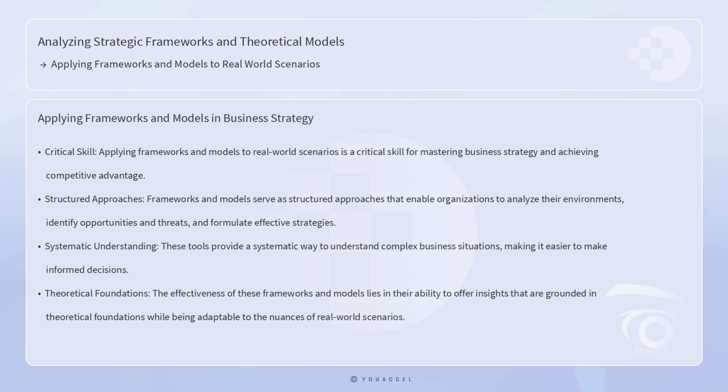Frameworks and models serve as structured approaches that enable organizations to analyze their environments, identify opportunities and threats, and formulate effective strategies. These tools provide a systematic way to understand complex business situations, making it easier to make informed decisions. The effectiveness of these frameworks and models lies in their ability to offer insights that are grounded in theoretical foundations while being adaptable to the nuances of real-world scenarios.